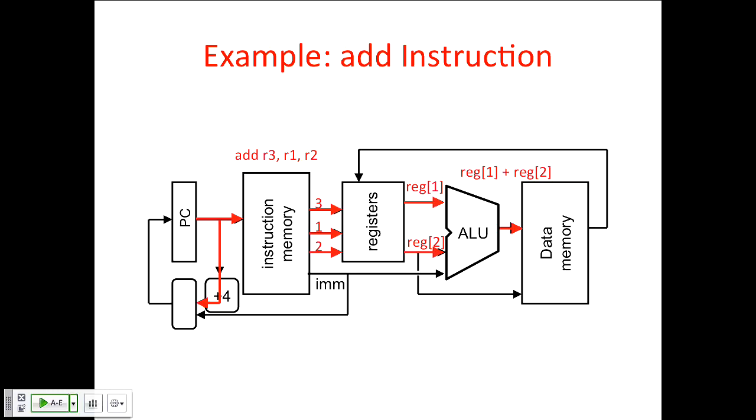The add result appears here. You don't really send this to memory, you go around the memory to get to the result, write back, and then you write that to the register file. So that's how an add instruction propagates down this data path.